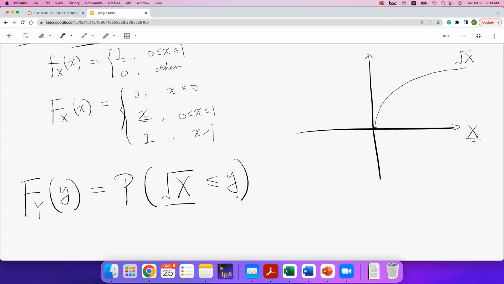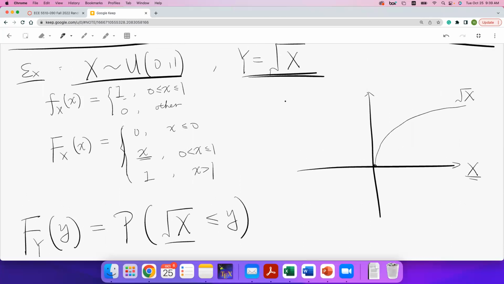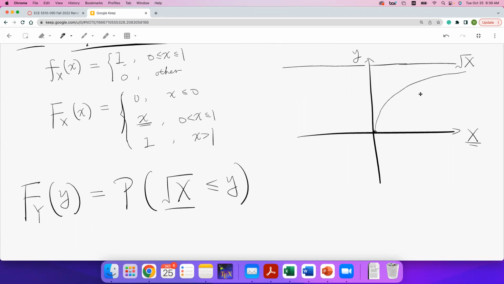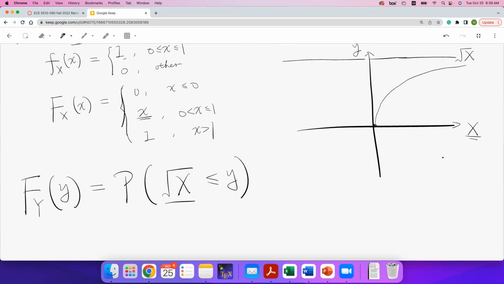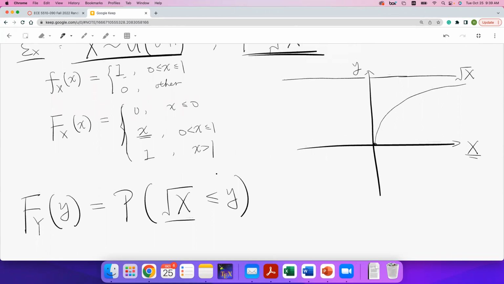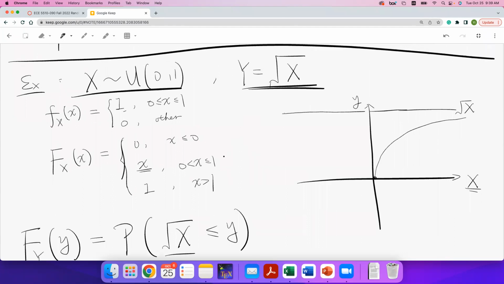However, this y can be arbitrary. This y can go from positive infinity to negative infinity. So if we draw a horizontal line of y, we can see that if y is positive, then these two curves will have an intersection. However, if y is negative, then there's no intersection. And the other thing is that this random variable is restricted to be between 0 and 1. So actually, I need to.